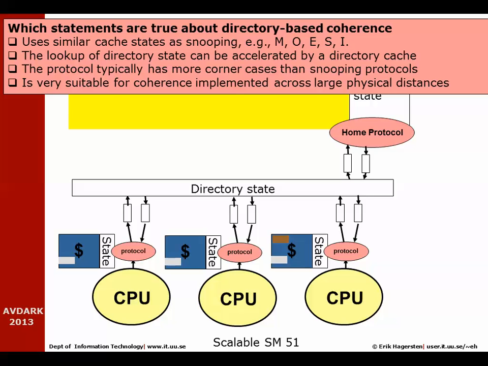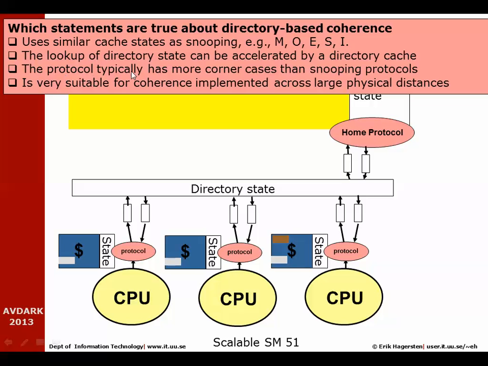So actually, it's all of these that are correct. From a cache state point of view, the implementation of directory-based coherence and Snoopy-based coherence is very similar. So the state stored here associated with the cache lines are very much the same. The lookup of directory state, as we saw in the previous video, can be accelerated by directory caches.